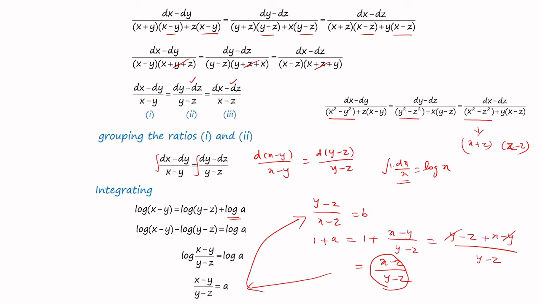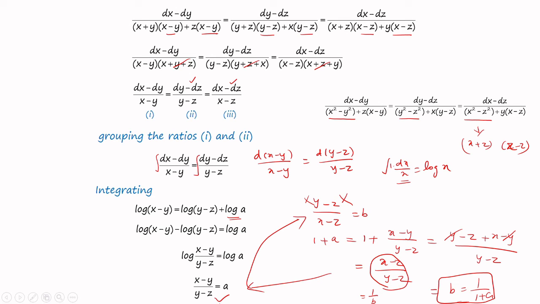B is (y minus z) by (x minus z), which is equal to the reciprocal of this solution. 1 plus A is equal to 1 by B. So there is a relationship between these two terms. You can write B is equal to 1 by (1 plus A). So these two solutions are not independent solutions. This solution is not another solution, so this is our only one solution.